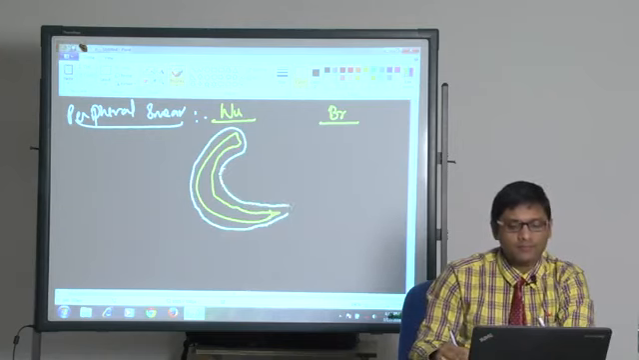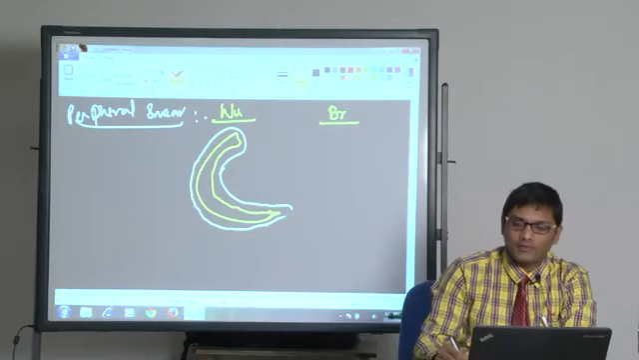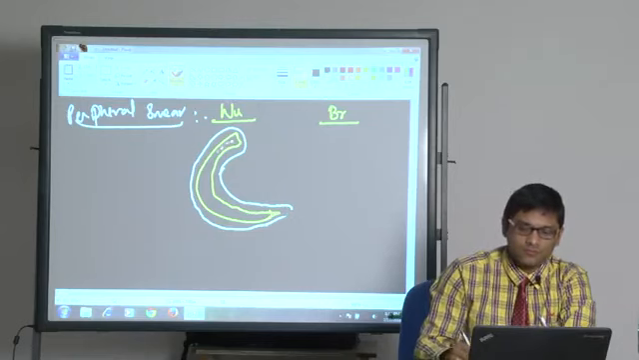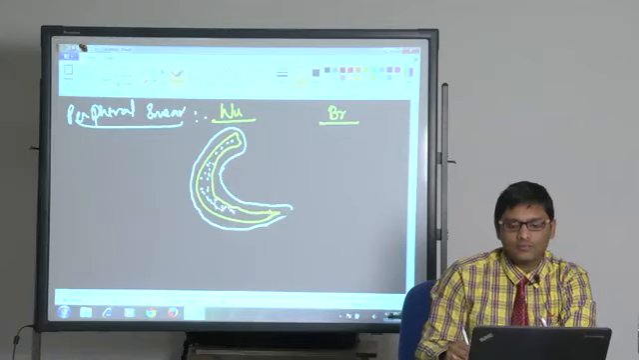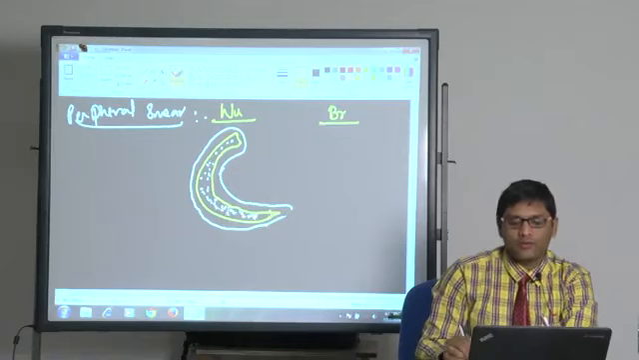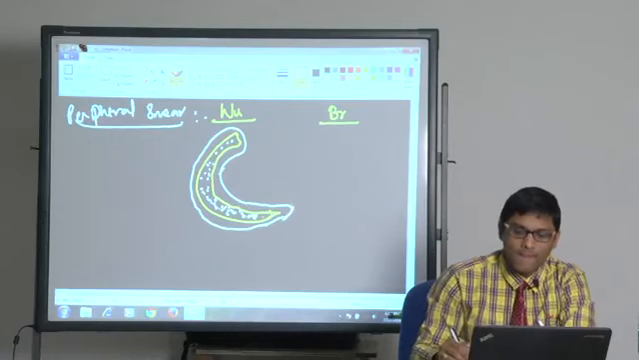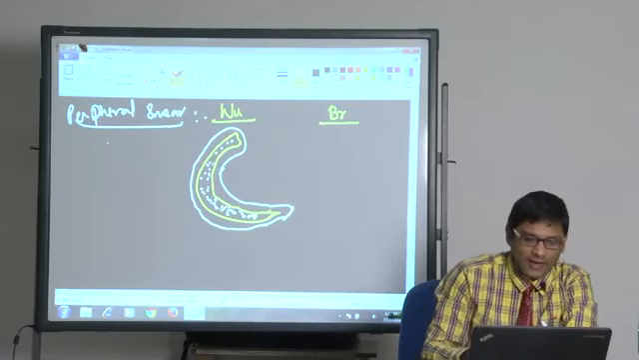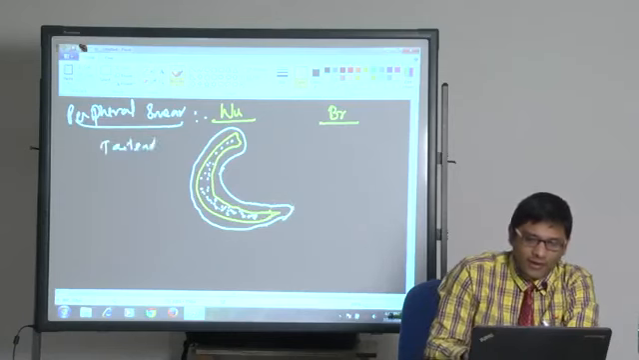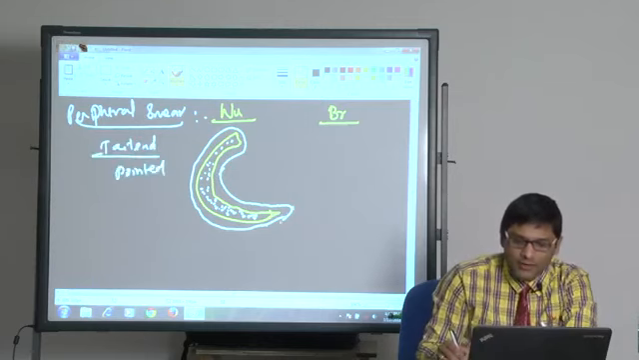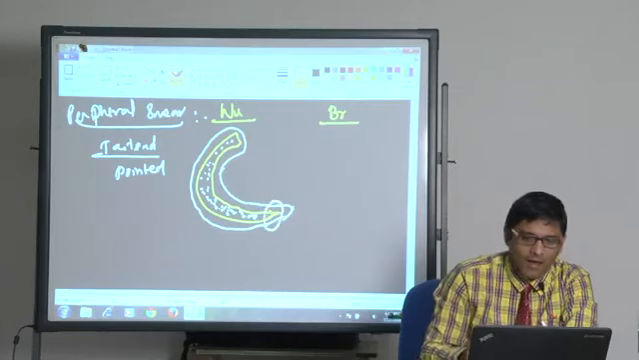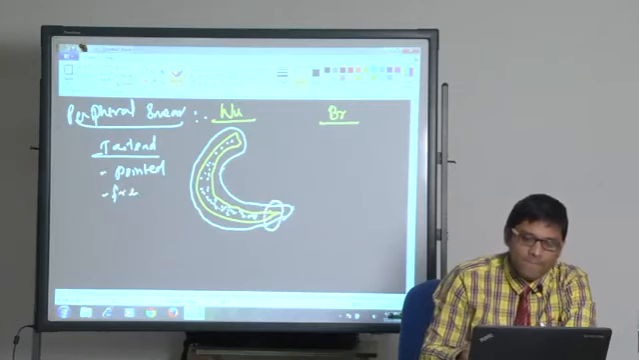Outer sheath will be there and inside, the nucleus will be there. They say that the inside of the microfilaria is filled with nuclei. So the identifying feature is the tail end. The tail end is pointed. You can see the tail end is pointed and it is free of nuclei.